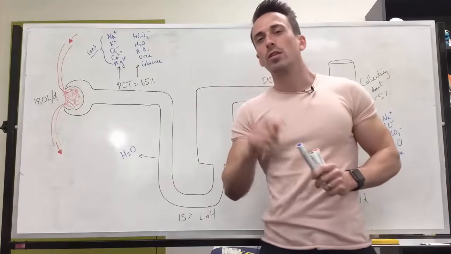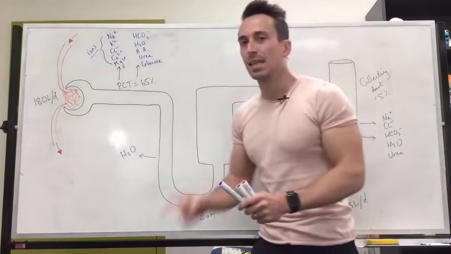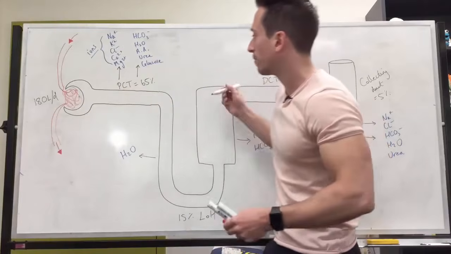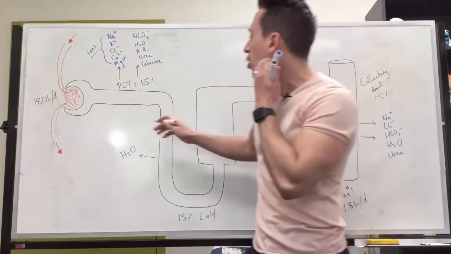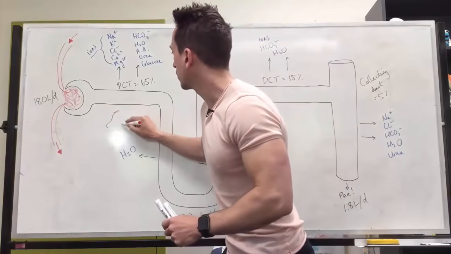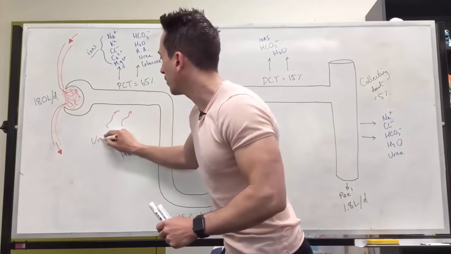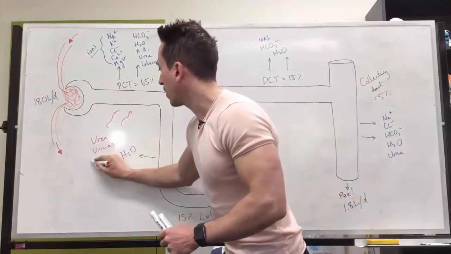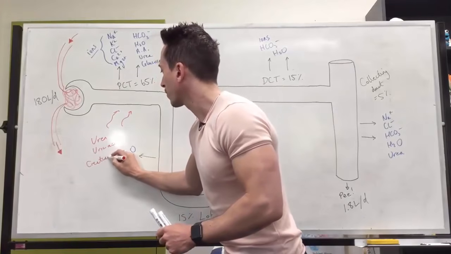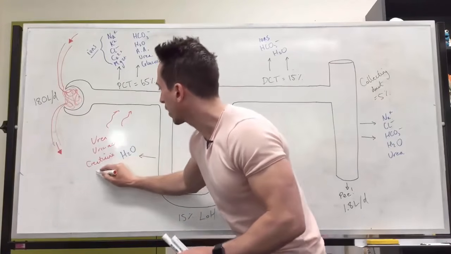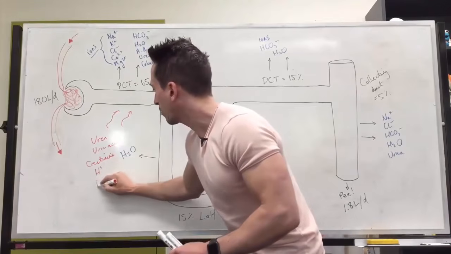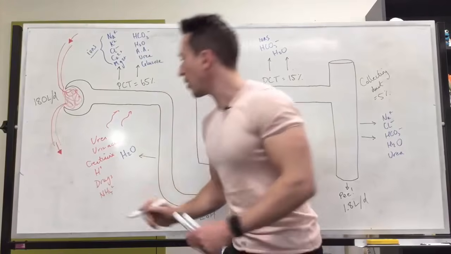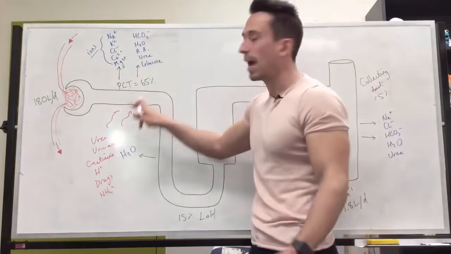Now, if we look at the process of secretion, this is where we take things that are in the blood and throw it back into these tubules. So let's have a look. Here at the proximal convoluted tubule, what we're throwing back is urea, uric acid, creatinine, hydrogen ions, drugs, and ammonia. These are all the things that we want to pee out or secrete.